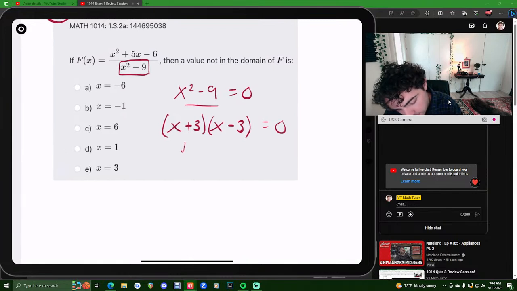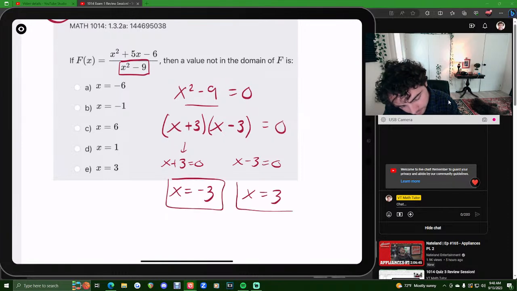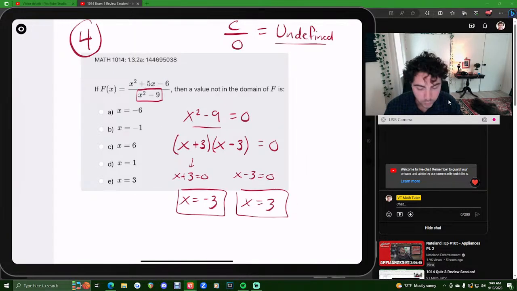And then from each of these factors, we set them equal to 0. Solve for x, we get -3 and +3. And so, which one of these answers do we see? We see +3.